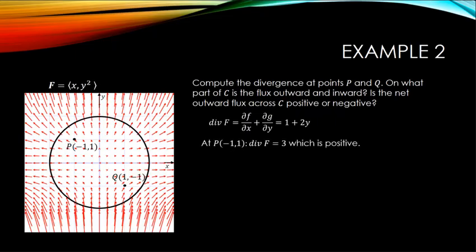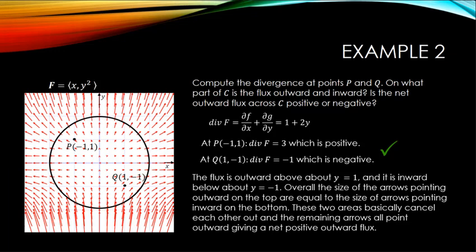At the point P, which has coordinates of -1, 1, my divergence is 3, which is positive. So at P, I have an outward flux. At Q, my coordinates are given by 1, -1. The divergence of F at this point is -1. Because it's negative, I have a net inward flux at the point Q. This confirms exactly what we thought would happen just by observing the vector field on this region.